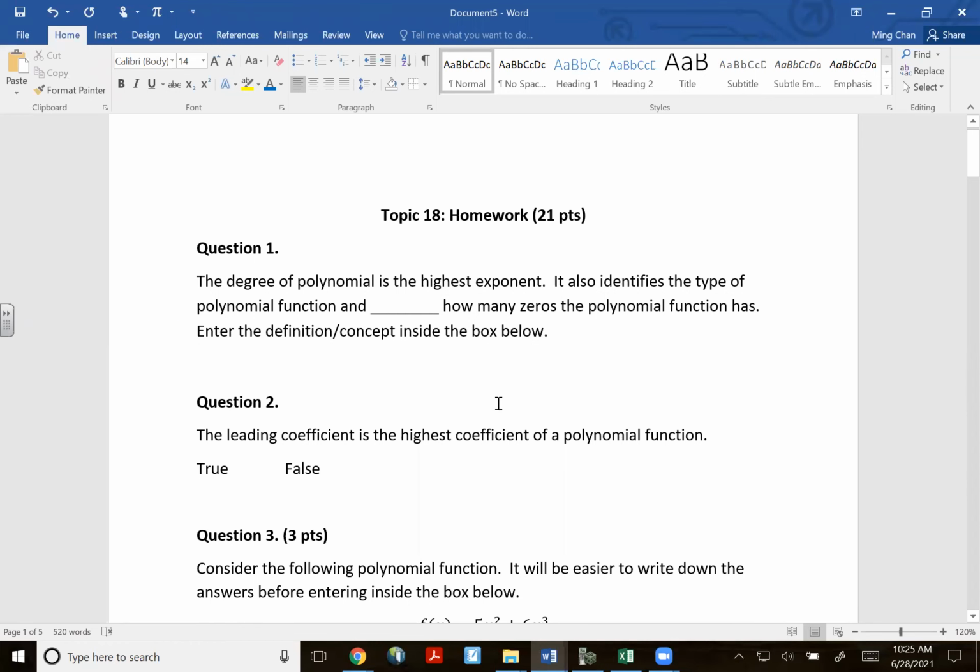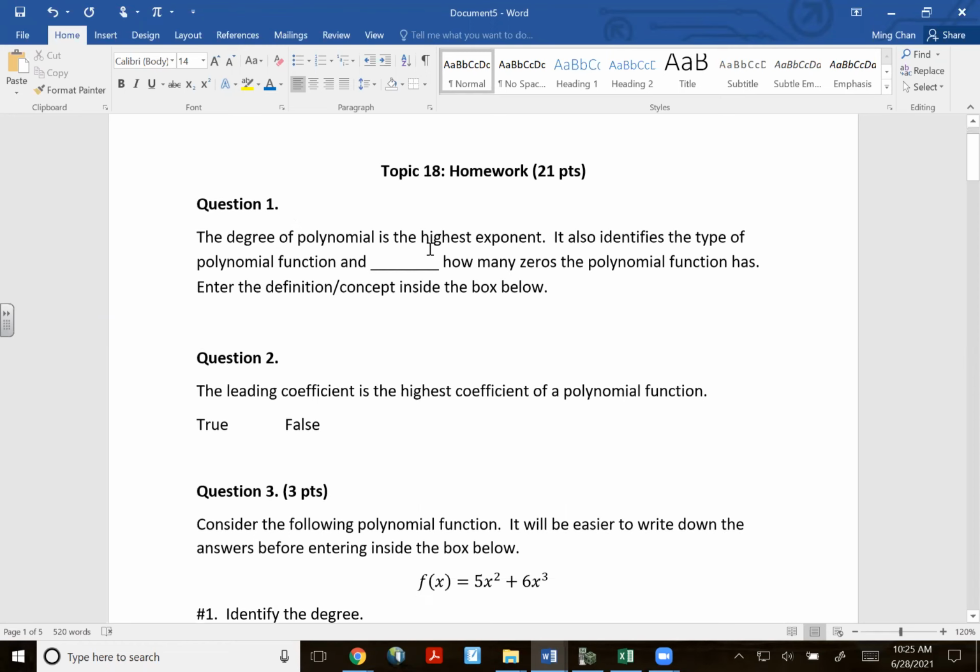All right, let's go over the homework for topic number 18. The degree of the polynomial, if you look on your handout, is the highest exponent. It also identifies the type of polynomial and what? How many zeros? What should that answer be? And at most, right? The degree of the polynomial also tells me at most how many zeros the polynomial function has.